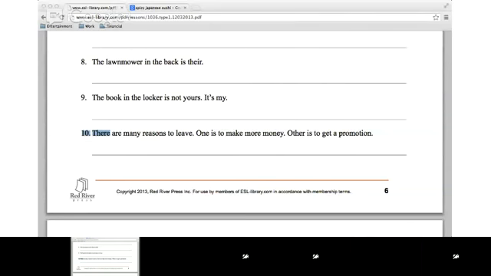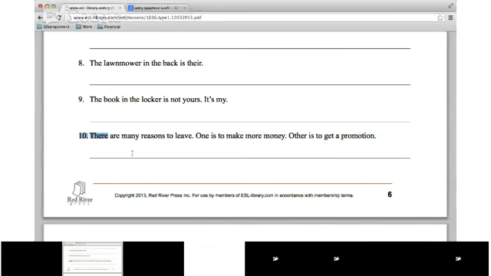How about number 10? This will be our last one, and this is for Amparo. There are many reasons to leave. One is to make more money, other is to get a promotion. I can't find the mistake. Okay, let's see here. There are many reasons to leave. One is to make more money. Another. Another or the other? Another is to get a promotion.